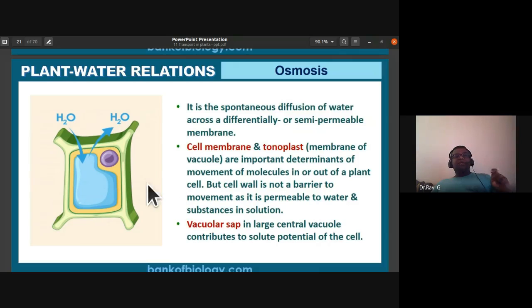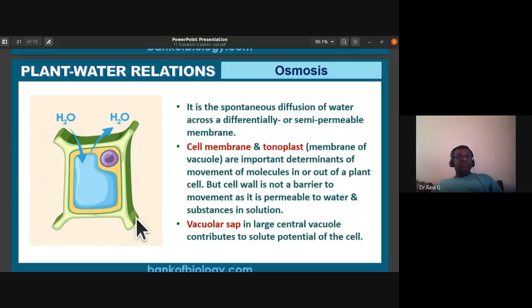They are the important determinants of the movement of molecules in and out of the cell. What molecules have to enter and what molecules have to exit is decided by these important determinants, which are nothing but the tonoplast and cell membrane. They decide what molecules have to enter and exit the cell. But the cell wall is not a barrier.